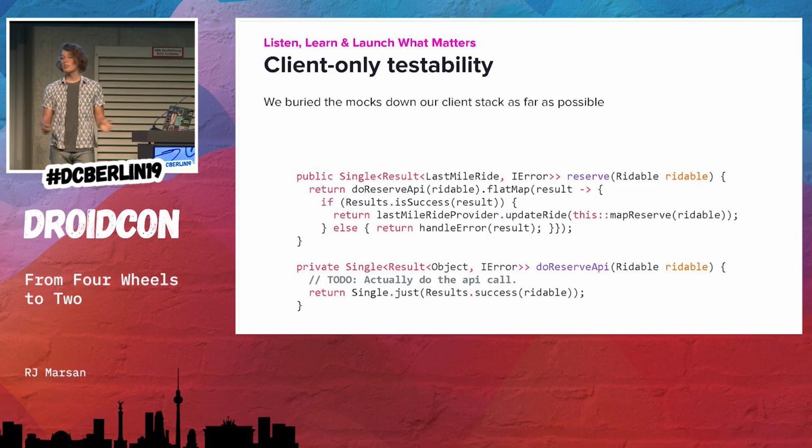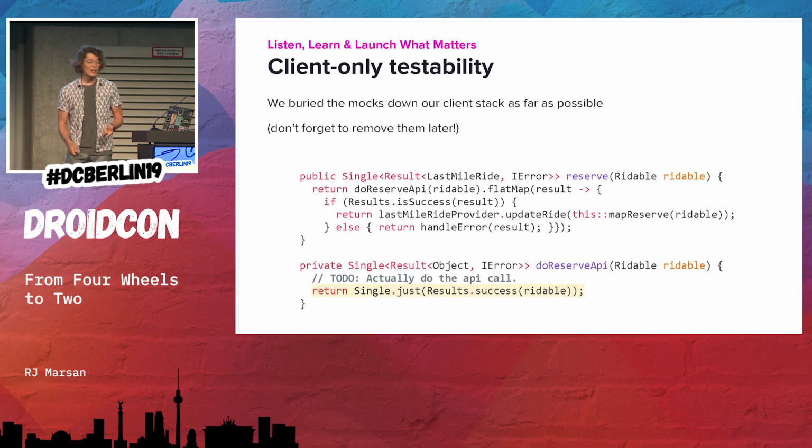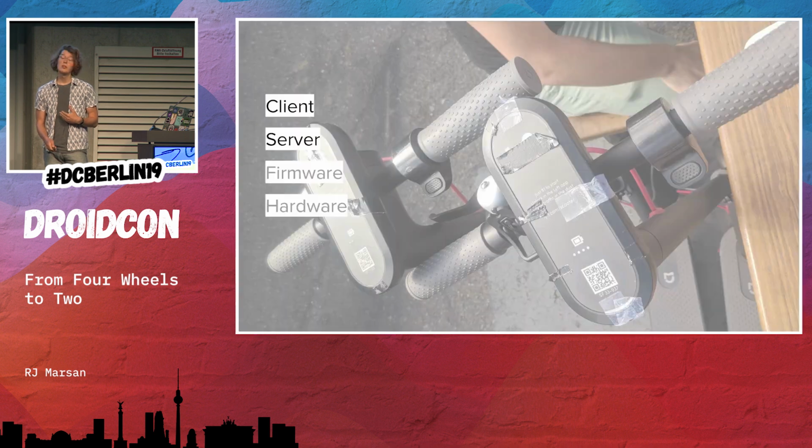It was great, especially with RxJava. You can return streams early, and you can use your client development until the server is finally ready. So you have to remember to remove that line of code. But then once you do, now you can integrate the server. So now you've got a server that's up and running.